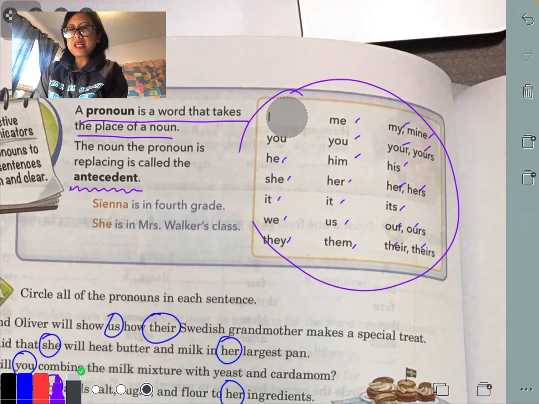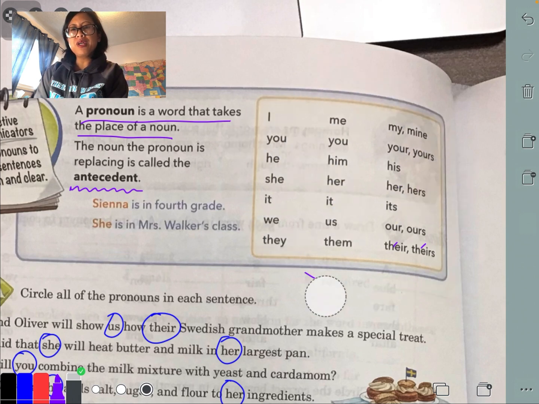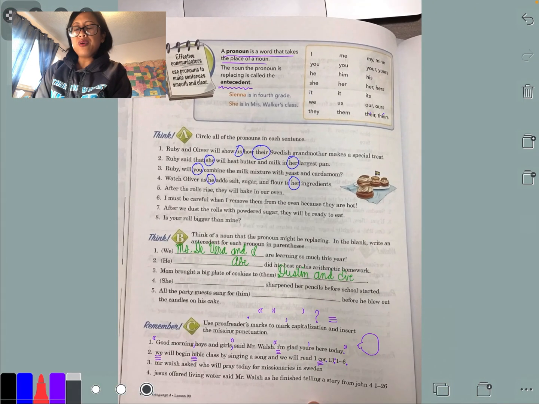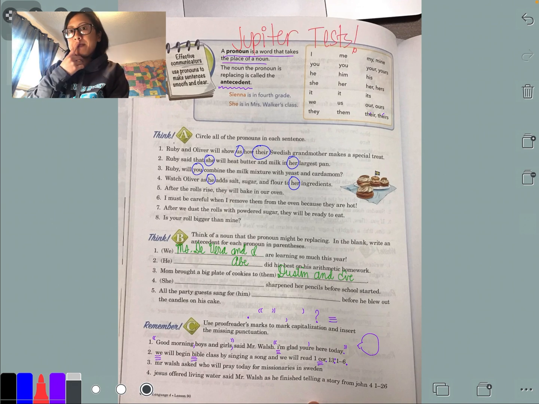And you know what? Since you have older siblings who were once in my class, you can ask them, do you remember the pronoun song? That'd be interesting if they did. Thank you very much, Fourthies. Now, if you didn't finish any tests on Jupyter, please work on those. And also watch the math video.